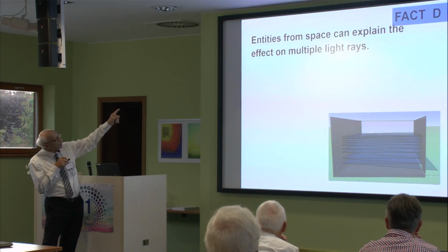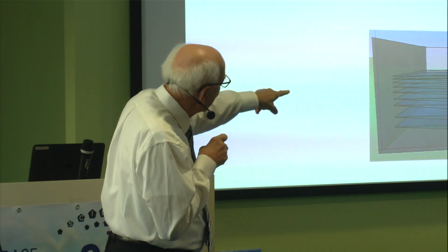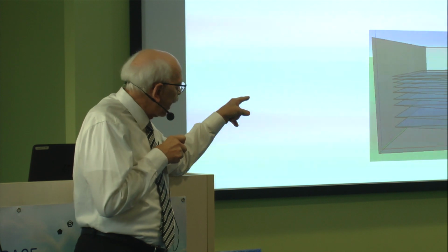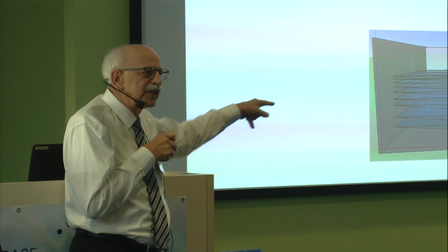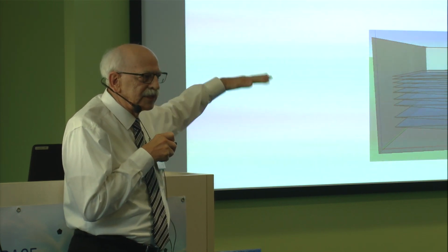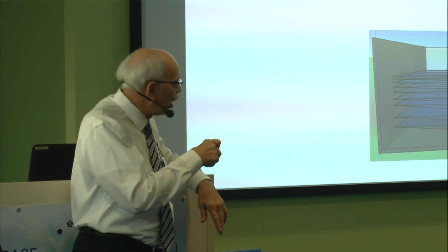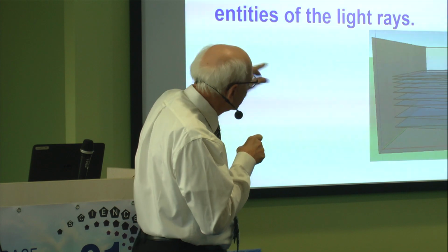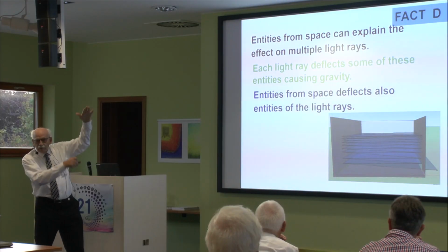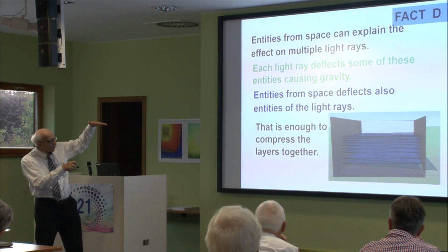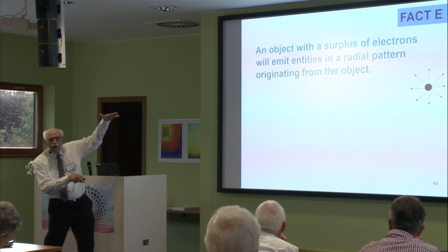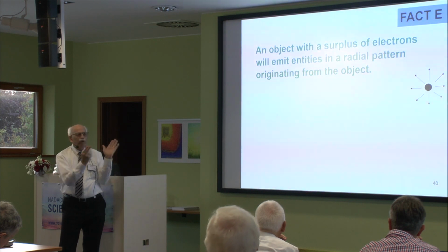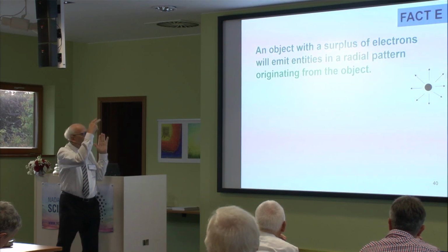Now, entities coming from space can also explain why the light at one point is not bouncing anymore at an angle. It's not reflected according to the law. Maybe each ray of light is blocking some of those entities coming, and this would be enough to just prevent the light going up. Even when I moved the mirrors, I was not able to have it out.